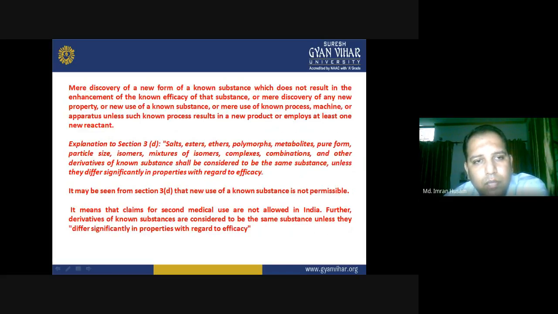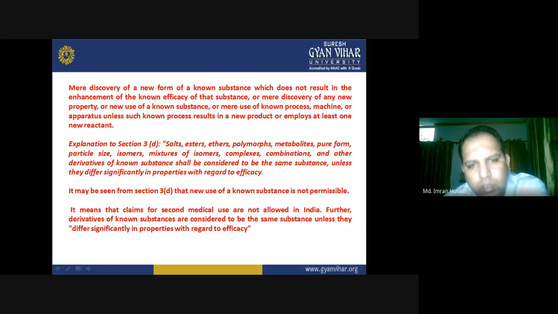Mere discovery of a new form of a known substance, which does not result in enhancement of the known efficacy of that substance, or mere discovery of any new property or new use of a substance, or mere use of a known process, machine, or apparatus, unless such known process results in a new product or employs at least one new reactant.